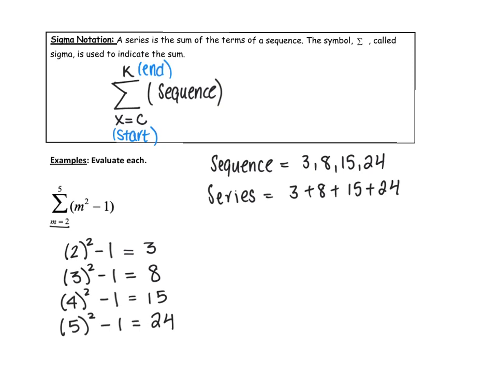All right, so you should have gotten 50. So this answer here is 50. It is the sum of the terms from 2 to 5. Sometimes I like to write it like this and I just add them like that and that's my final answer.